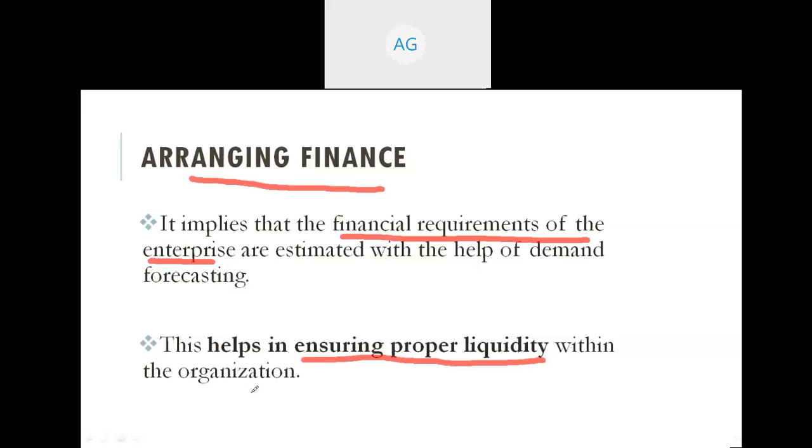For that it needs financial assistance from different organizations or different stakeholders. So in that case, it needs financial assistance for running the organization. So arranging finance is also an important short-term analysis factor. So these are the four important short-term analysis factors. Now moving to the next slide.